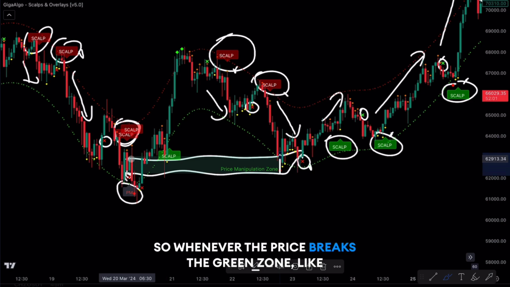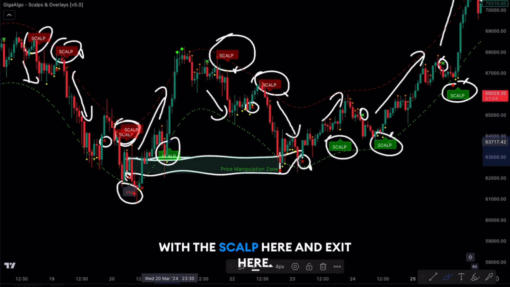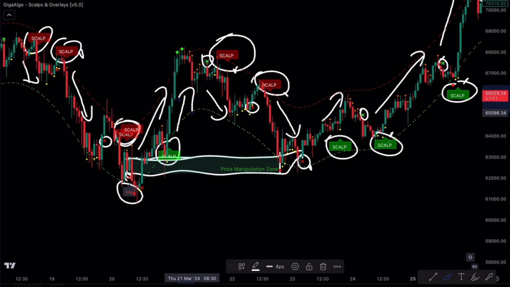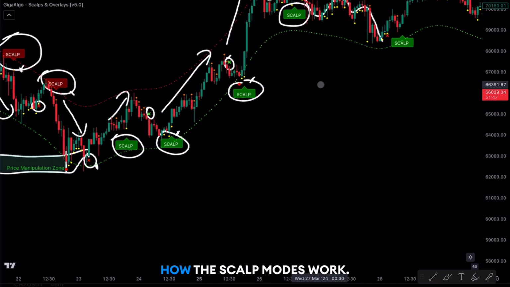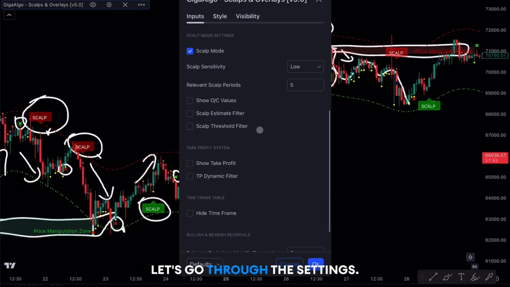So whenever the price breaks the green zone, like here, we'll see an upwards direction, a momentum. Again with the scalp here and exit here. So I guess you guys understand how the scalp modes work. Let's go through the settings.